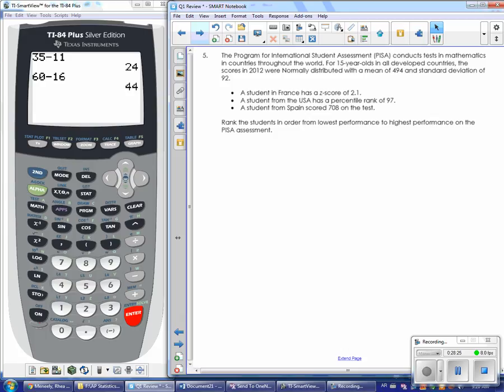A student from the US has a percentile rank of 97. And a student from Spain scored 708 on the test. What we'd like to do is rank the students in order from lowest performance to highest performance on the PISA assessment.